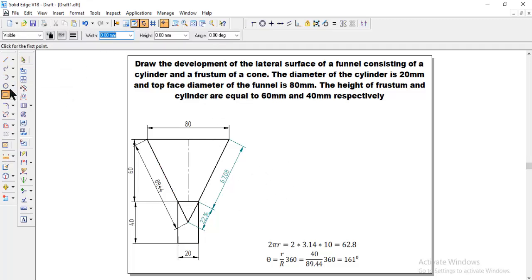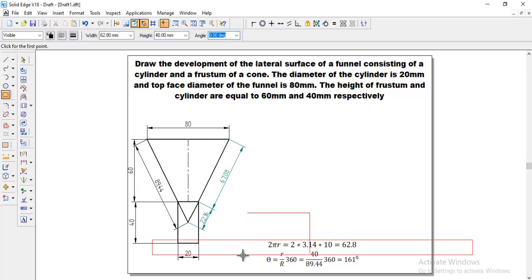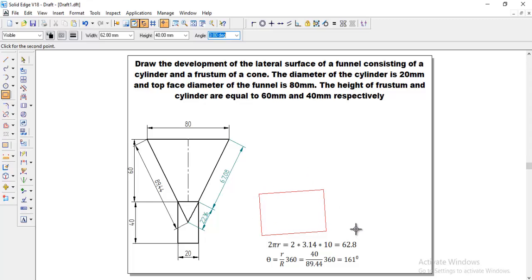So we can go to the rectangle option. The width we need to enter is 62.8. Then enter, the height is 40, as they gave. So like this, this is the development of this bottom cylindrical part. And now to develop the upper portion, we need to find the angle, because this is the conical shape. The angle can be calculated by using the formula theta equals r by R into 360. The small r is the radius of the cone, and the capital R is the side length. We found that to be 89.44, and this radius is 40. Then multiplying by 360, we get the angle 161 degrees.